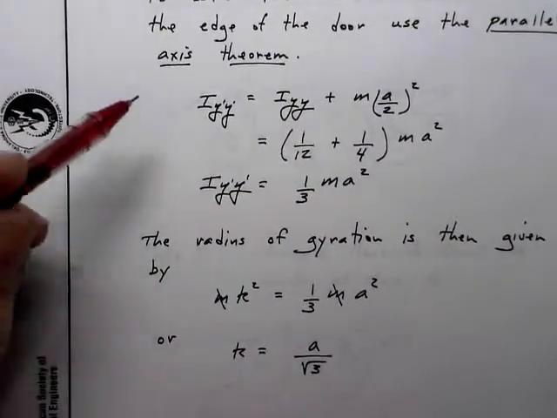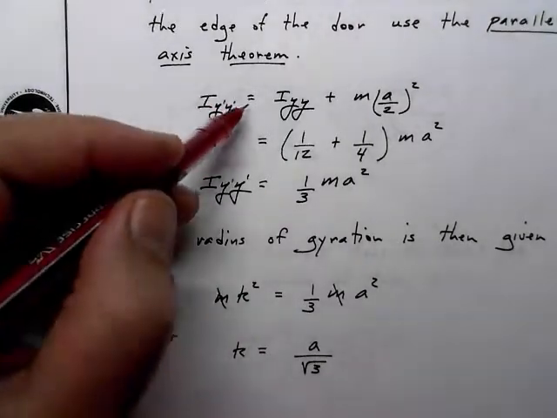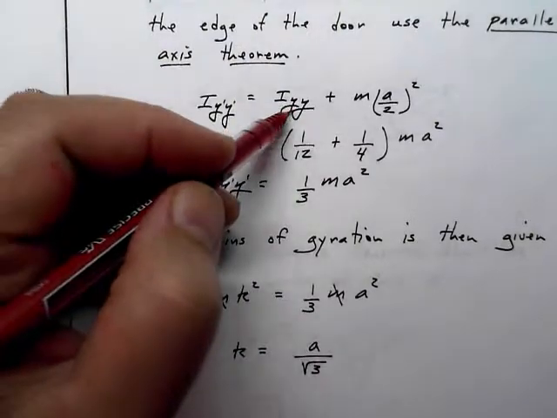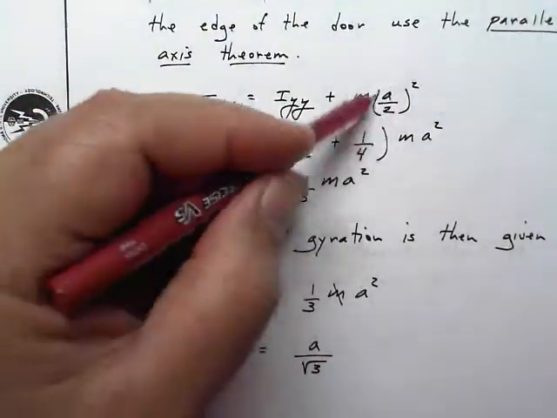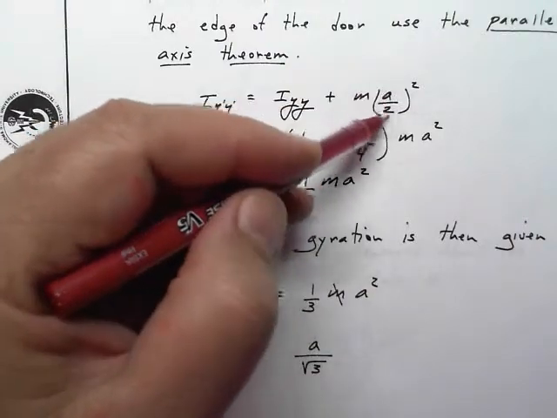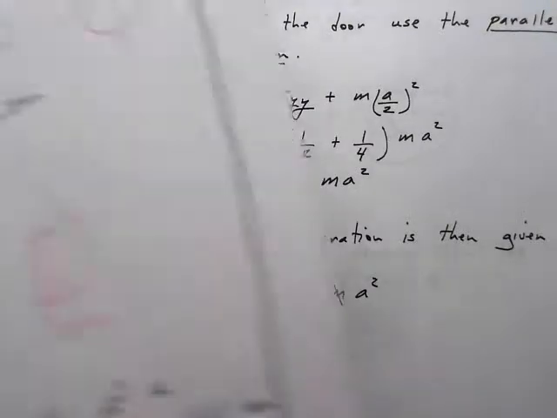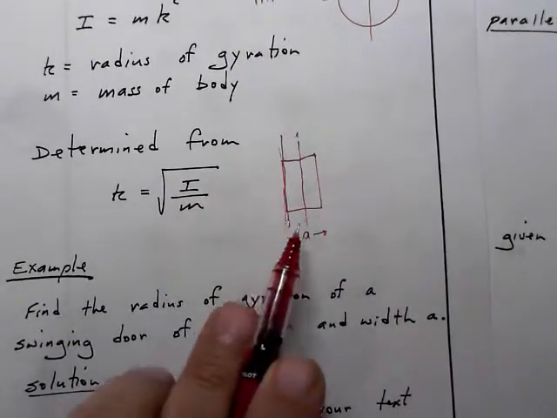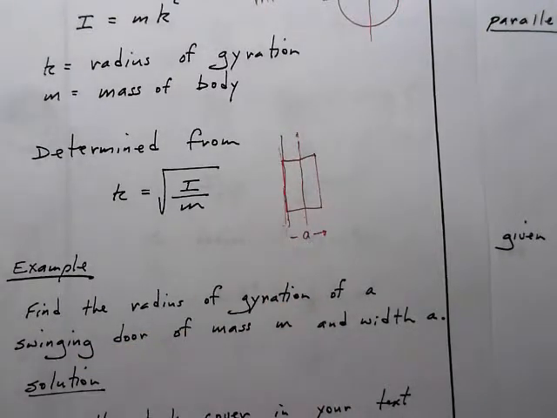Since we're moving away from the center of gravity, we'll say the moment of inertia somewhere else is equal to the moment of inertia through the center of gravity plus the mass times the distance that we're going to move the axis, quantity squared. Looking back at the picture, the door width was a, and we're going to move it from the center to the edge. So we're going to move it a distance a over 2.